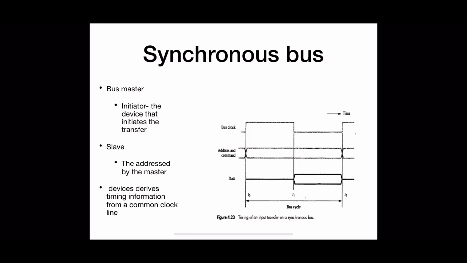So, the period T2 minus T1 should be greater than the sum of two different time elements, that is, the maximum propagation time on the bus and the setup time of the input buffer register of the master. These two time elements should be accumulated within this period T1 to T2.